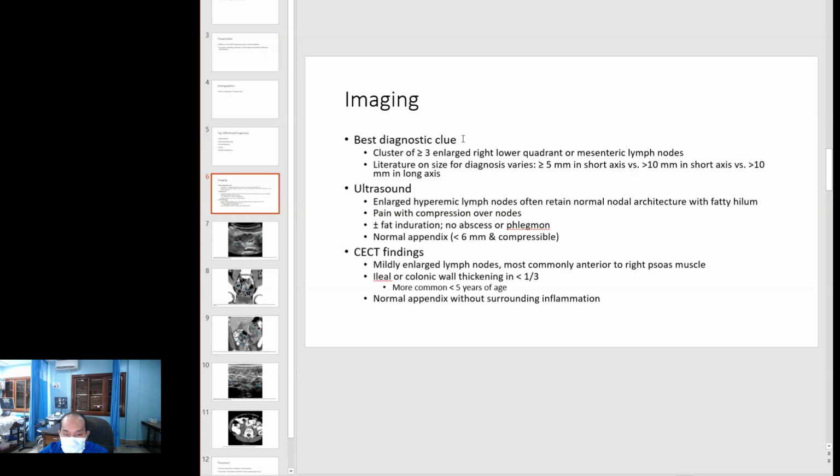CT findings: enlarged right lower quadrant lymph nodes, most commonly anterior to the right psoas muscle. Ileus or colonic wall thickening in less than 1/3, more common in those less than 5 years of age. Normal appendix without surrounding inflammation.